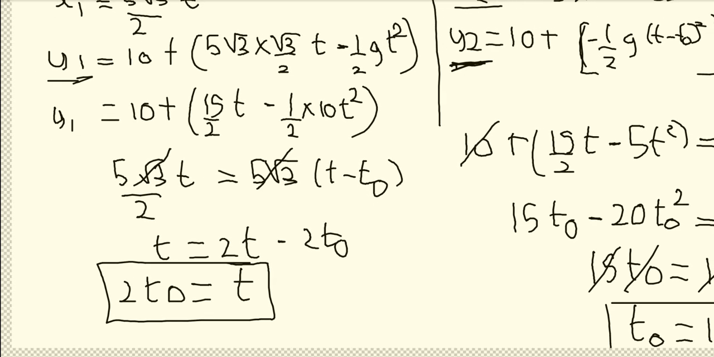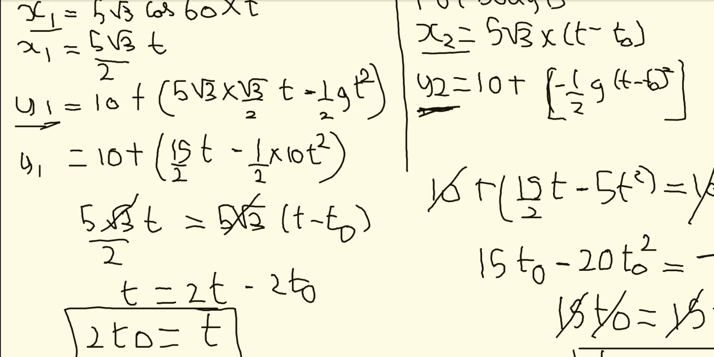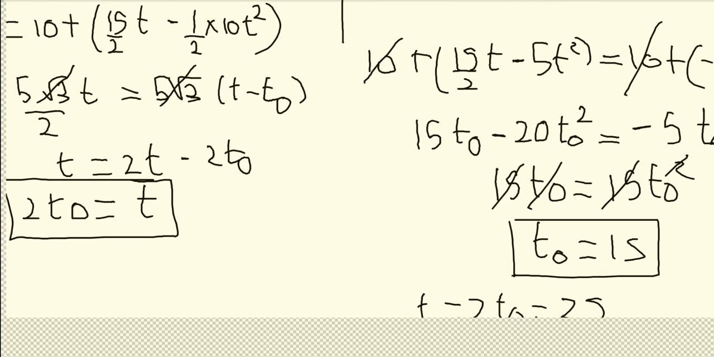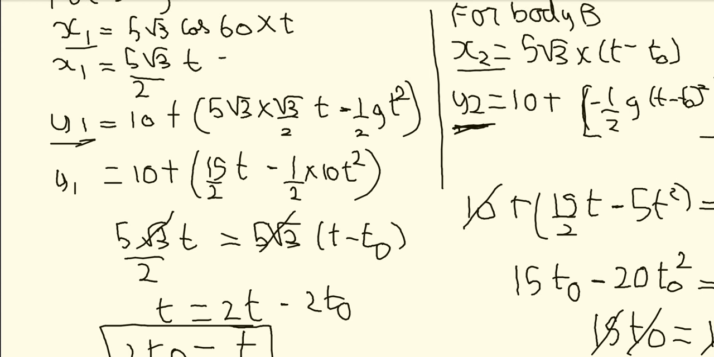When I substitute in this term, in terms of x, the t over here is equal to 2 seconds. So when I substitute the value over here, it will be equal to 5 root 3. So the x coordinate over here is equal to 5 root 3.